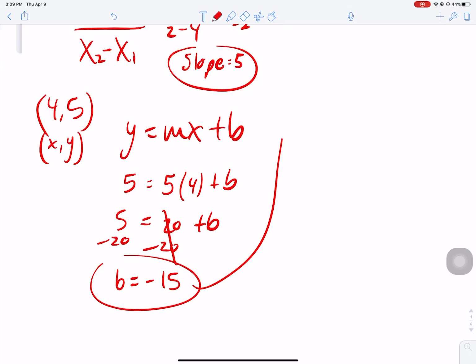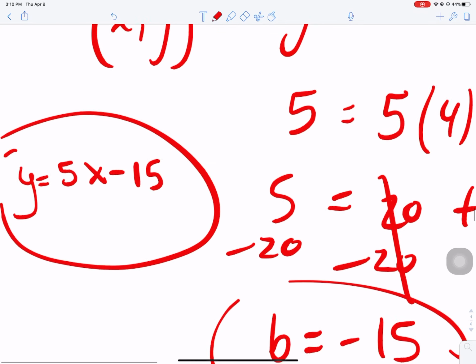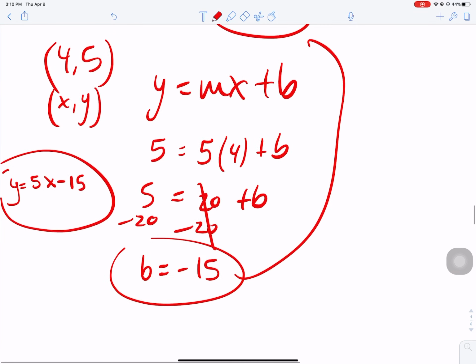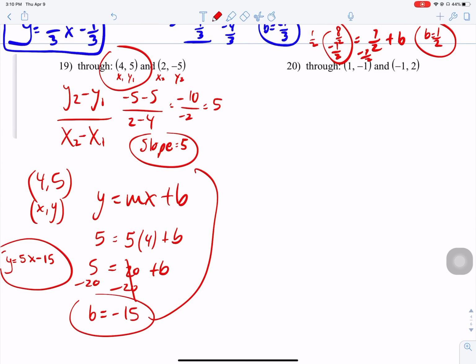And now put it all together, right? You have both. Now put it all together and end it. Y equals 5x minus 15. And there's your slope-intercept form. Last one of those.